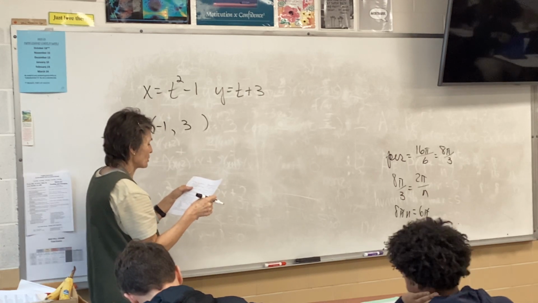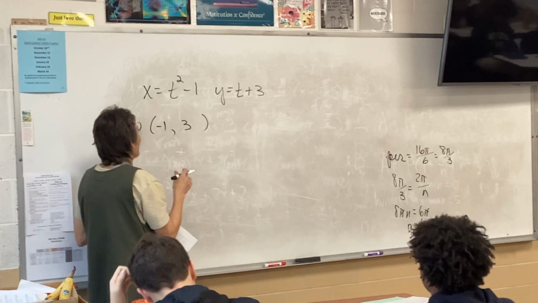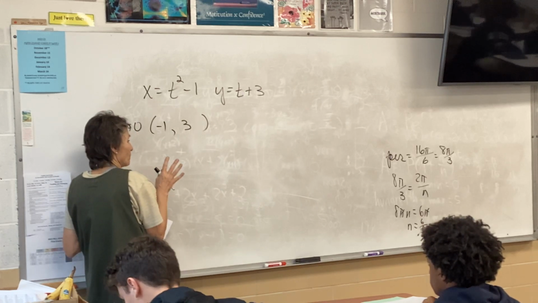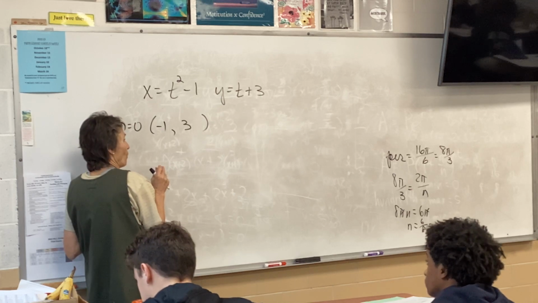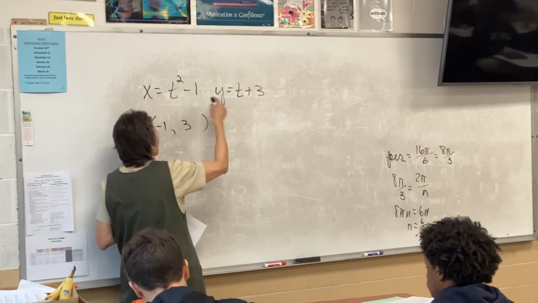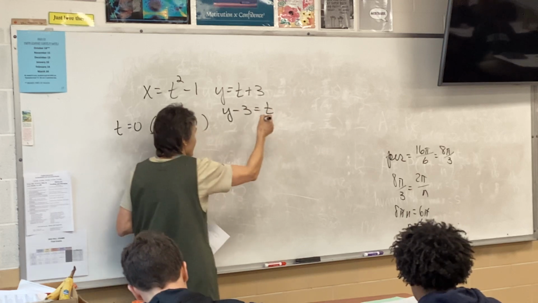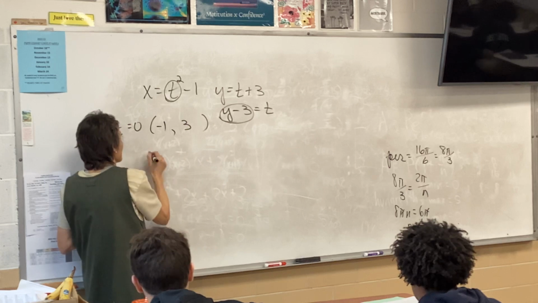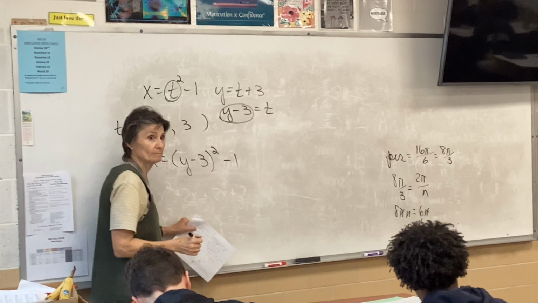Write the Cartesian equation, that means x's and y's, by eliminating the parameter. Okay, so t is the parameter. I need to get rid of the parameter. So that means I'm going to solve for t and plug it back in. So this would be the easiest to do that. So y minus 3 is t. With me? So then I'm going to take y minus 3 and put it right here. So x equals (y minus 3) squared minus 1.